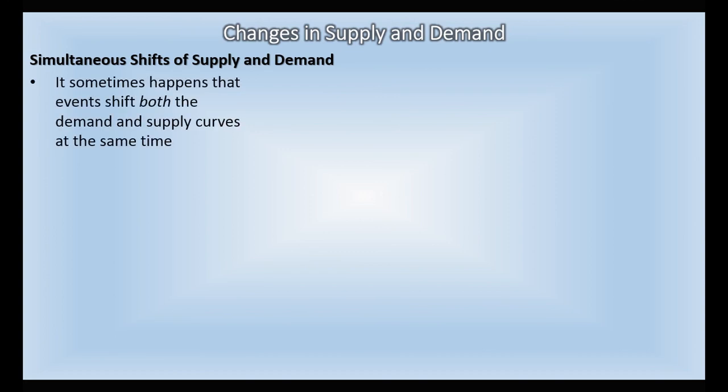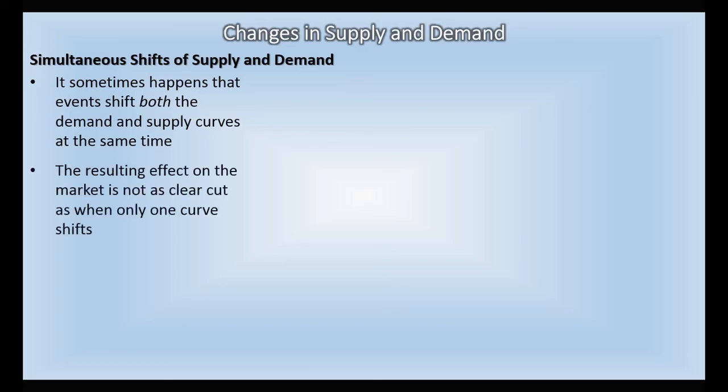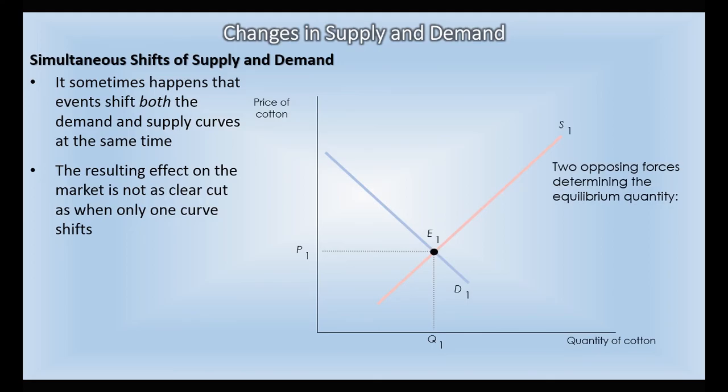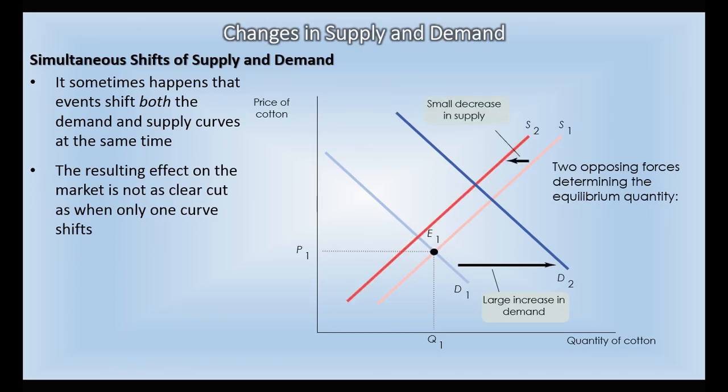Now, when you have simultaneous shifts of both curves, when something is happening on both sides of the market, it's not as clear-cut what's going to happen to equilibrium price and quantity. So you need to be able to do this analysis, draw out the curves for yourself, and then figure out what's happening. And I'll show you why it's unclear. It sometimes happens that events shift both the demand and supply curves at the same time. The resulting effect on the market is not as clear-cut as when only one curve shifts.